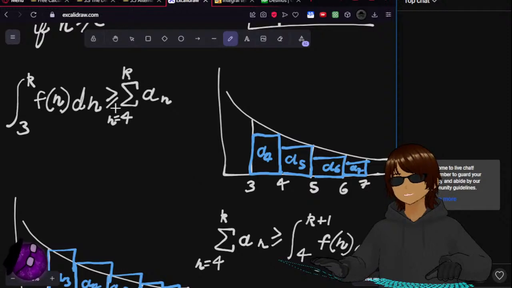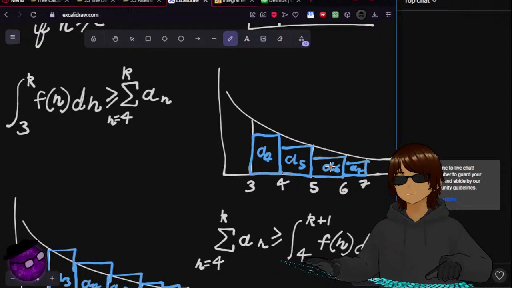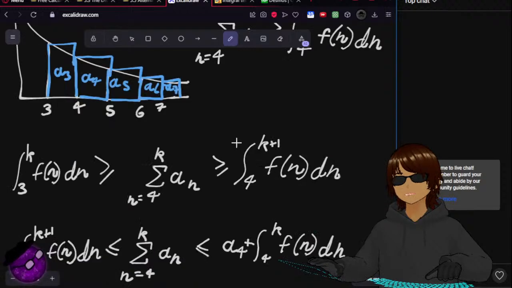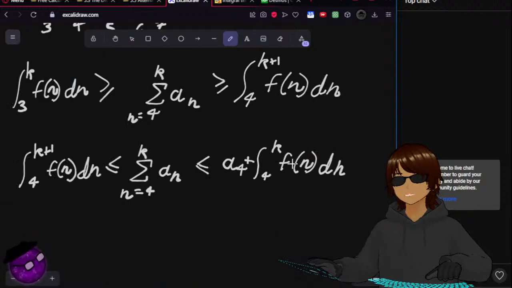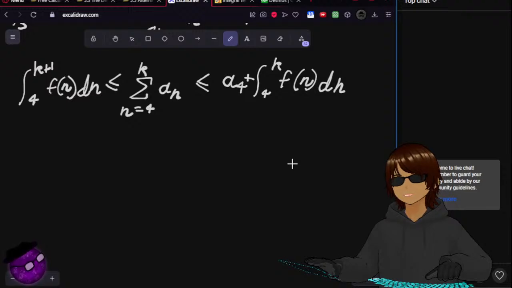So this is an underestimate of this area from 3 to 7, a4, a5, a6, a7. But we can add a4 separately and we can add a5. We can do the integral from 4 to k, then add a4 separately, which is what I'm doing here. You can generalize this.